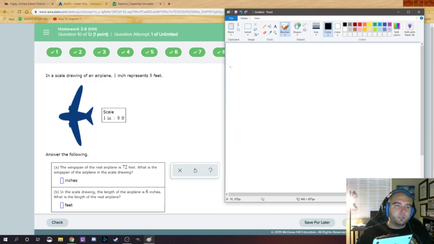You always want to use this scale here. So 1 inch is to 8 feet. Now, I notice I'm not writing the labels on it, so you have to make sure you keep that in your mind. We want to know how many inches are on the scale drawing if the real plane is 72 feet. So inches is to feet. I don't know how many inches is to 72 feet.